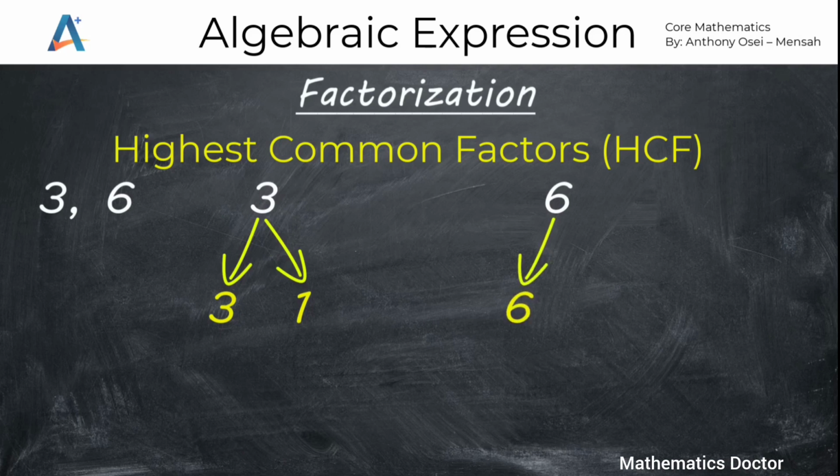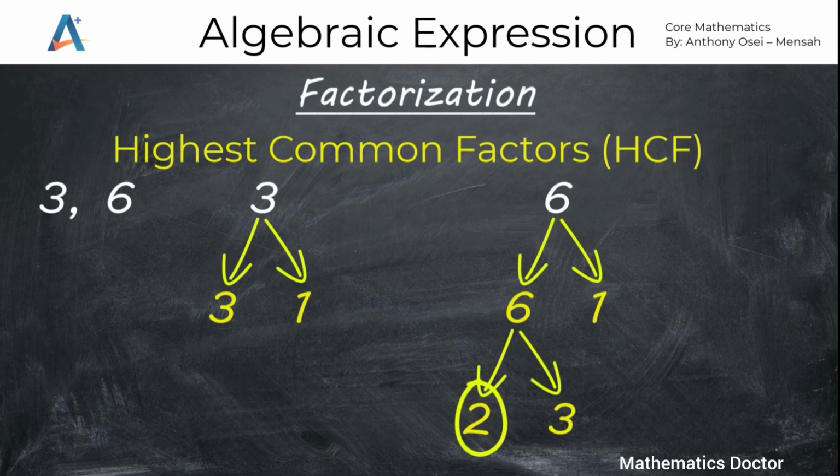6, 1 will be the first set of factors. Since 6 times 1 will still give us 6. Let's break this one down to 2, 3. So 2 times 3 will still give us 6. So 2, 3 are also factors of 6.